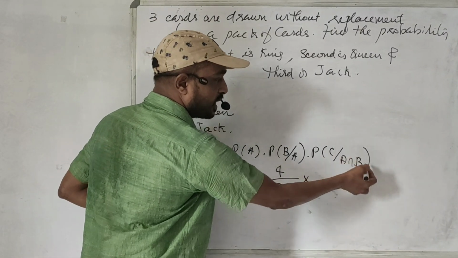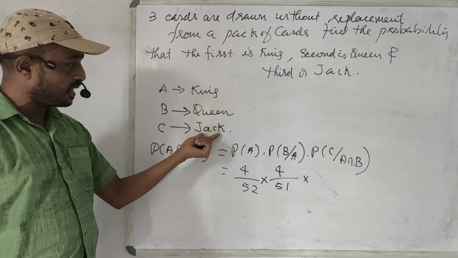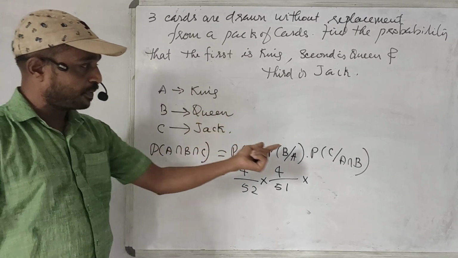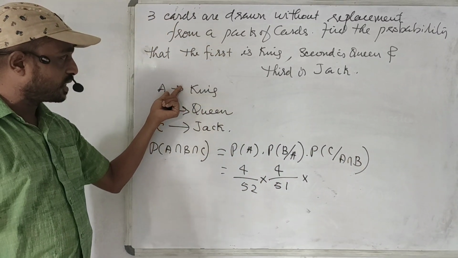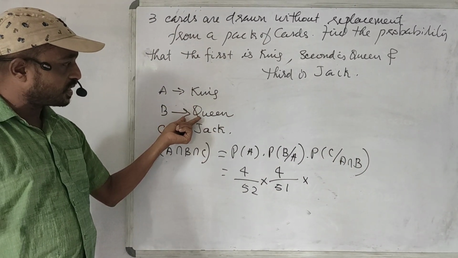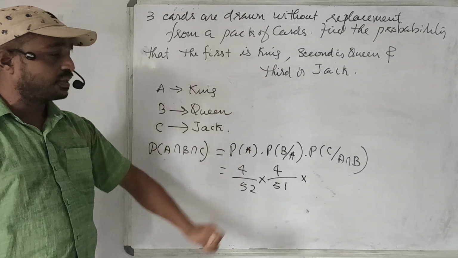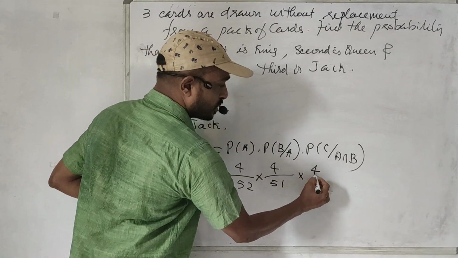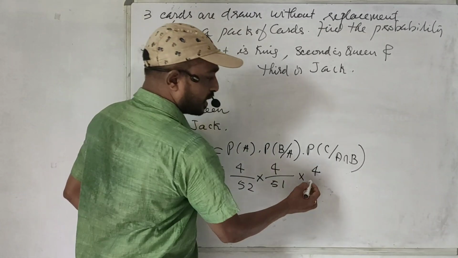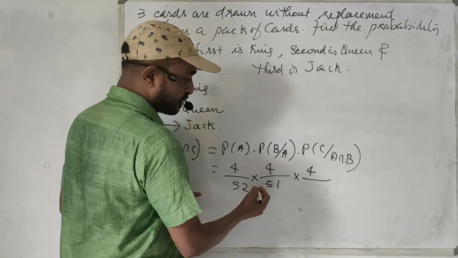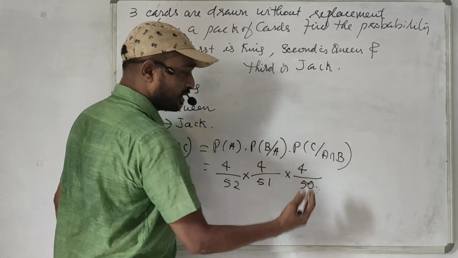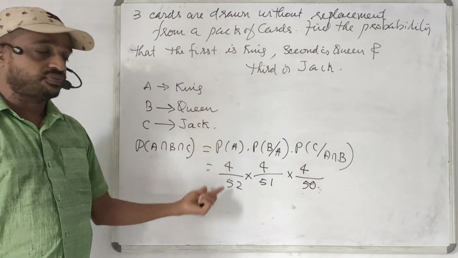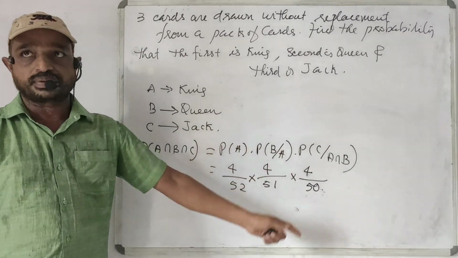Into P of C given A intersection B. P of C means probability of drawing a jack. If the events A and B have happened, that means the first drawn card is king and the second drawn card is queen, then what is the probability of drawing a jack card? We know that 4 jack cards are there, divided by the total number of cards, which is only 50, because 2 cards are already drawn. Right. So 4 by 52 into 4 by 51 into 4 by 50.